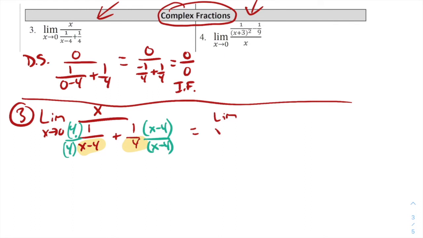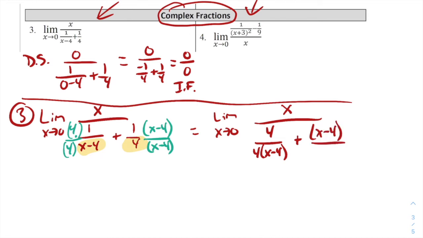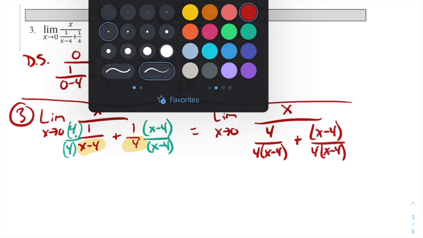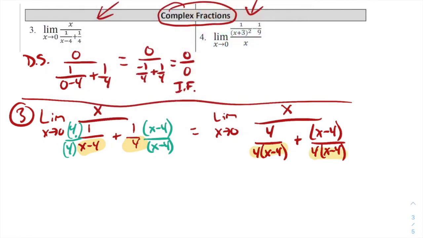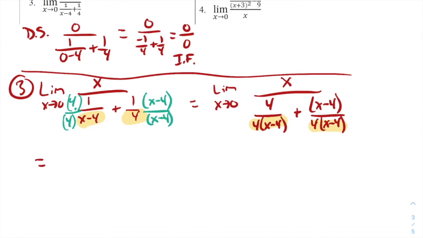Well, we still have our limit. We haven't taken it yet, so I'm still going to write it: limit as x approaches 0 of x over a whole bunch of stuff. Over here we've got 4 times 1, so in that numerator is a 4. And in the denominator I've got 4 over x minus 4, because those got multiplied. Then over on the right side of this fraction, I've got an x minus 4, and that's being divided by 4 times the x minus 4. Notice now, because I multiplied this, these denominators are the same, which means I can combine these into one fraction, which will make this a lot easier to see what's going on.